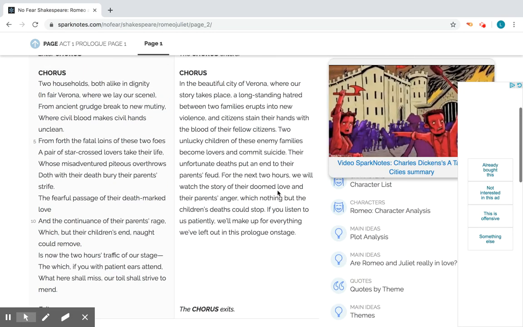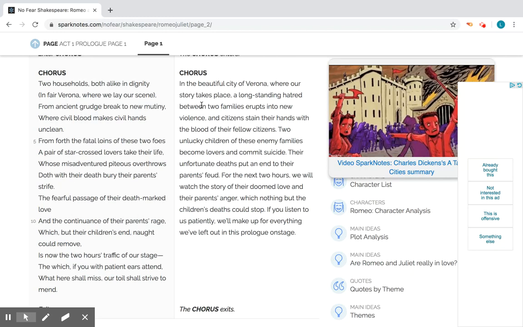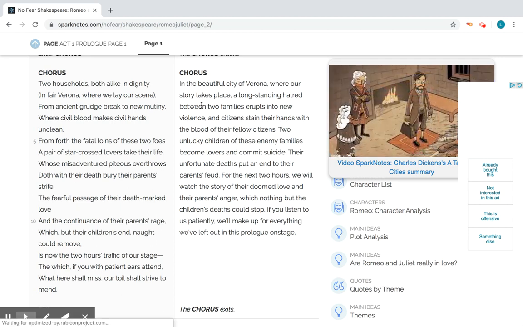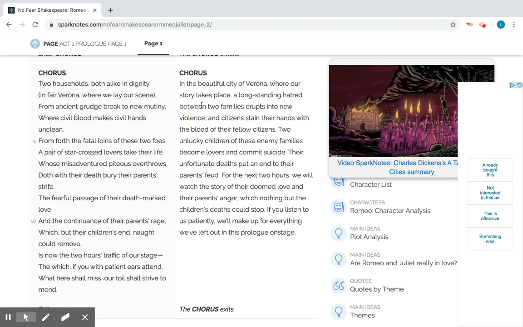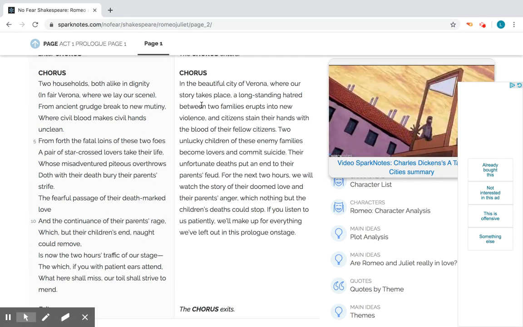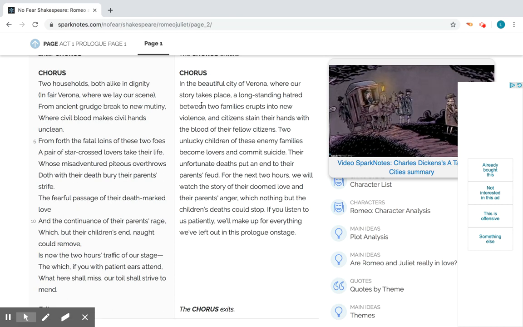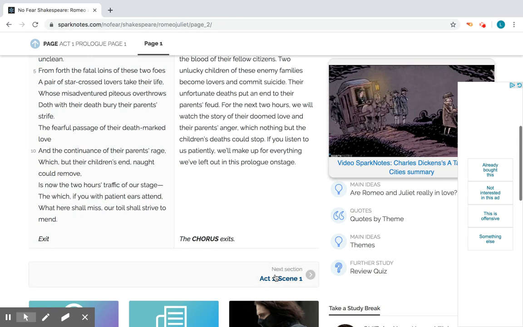Let's reread our notes on what takes place in the prologue, so we remind ourselves. In the beautiful city of Verona, where our story takes place, a long-standing hatred between two old families erupts into new violence, and citizens stain their hands with the blood of their fellow citizens. Two unlucky children of these enemy families, Romeo and Juliet, become lovers and commit suicide. So they fall in love with the one family that they've had a big grudge against forever. Their unfortunate deaths put an end to their parents' feud. For the next 2 hours, we'll watch the story of their doomed love and their parents' anger, which nothing but children's death could stop. If you listen to us patiently, we'll make up for everything we've left out in this prologue on stage. So here we go.